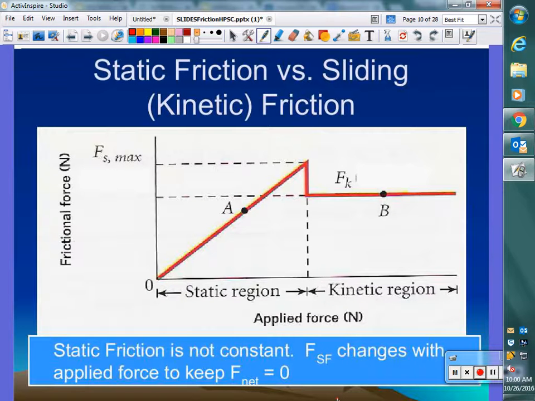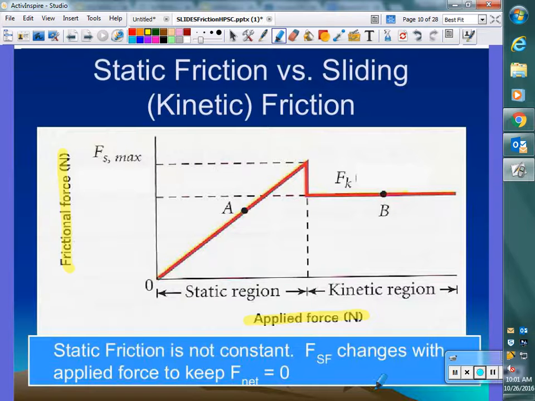So let's take a look at that graph that you guys have down there at the bottom of the page. Now, your graph is a little bit more detailed than mine because I couldn't find the right picture yesterday when I was making this. So, on the left-hand side, it says frictional force. That's what's being measured on the y-axis. And on the x-axis is applied force. Yes? Okay?